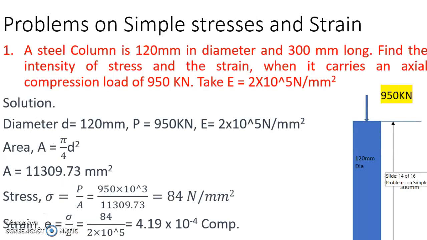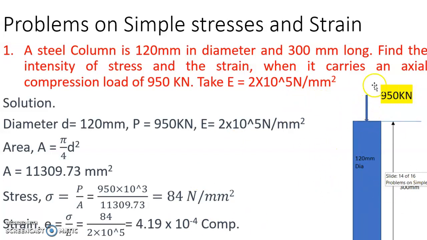Now we are going to look at the problem. So first problem is a steel column is 120 mm in diameter and 300 mm long. Find the intensity of stress and the strain when it carries an axial compression load of 950 kilonewton. Take E equals to 2 into 10 to the power 5 Newton per mm square. So E value is given, first thing. Second thing, the diameter of the steel column is given. This is the steel column, this is the figure.